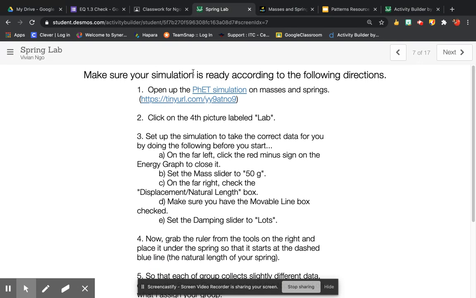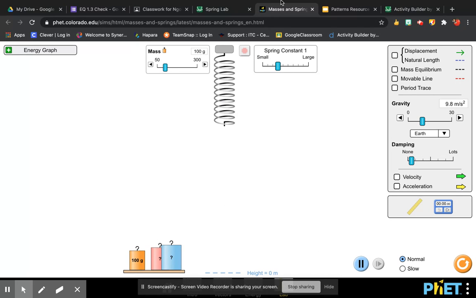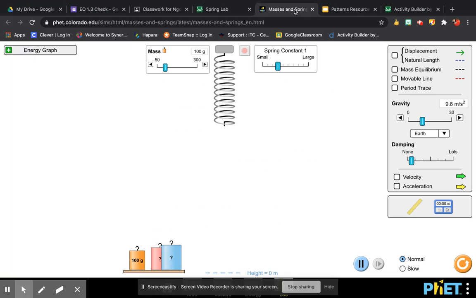Set up simulation to take the correct data for you by following before you start. So don't even start the lab yet. Number A, on the far left, click the red minus sign on the energy graph to close it. So I don't need this, so I'm going to close that. Set the mass slider to 50 grams. Here's the mass slider. I'm going to set it to 50.